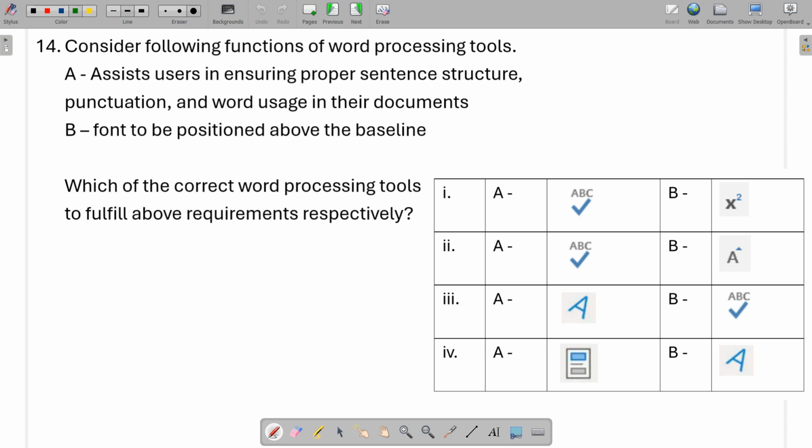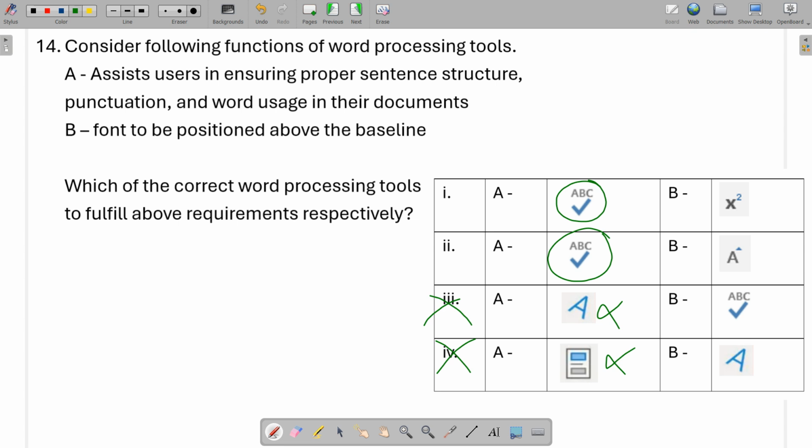14th. Consider the following functions of word processing tools, and they have given two kinds of functions. So you have to determine what's the tool or what's the symbol that represents the tool. Statement A says assist users in ensuring proper sentence structure, punctuation and word usage in their documents. So they are talking about spelling and grammar mistakes, right? So the spelling and grammar icon is this. This is not the spelling and grammar icon, so this is out of our context.